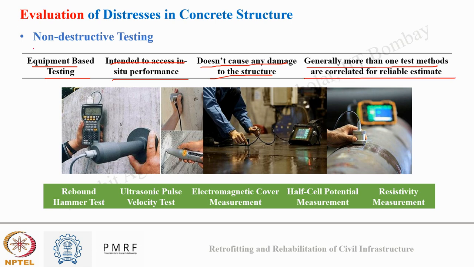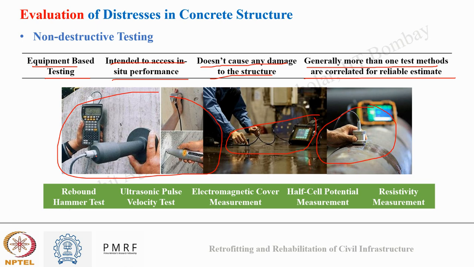Since these are non-destructive tests, they are not that reliable, and thus multiple tests need to be carried out for the final prediction of the state of the infrastructure. In the image we can see various tests being performed on various structures: on a wall, on a base slab, floor slab, or on a cylindrical pipe. These tests are performed without damaging the structure in any form.